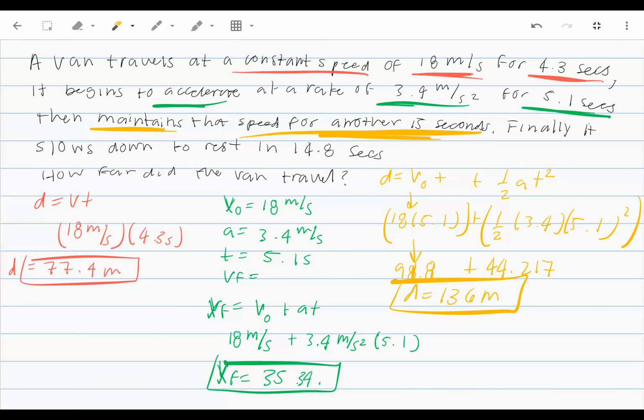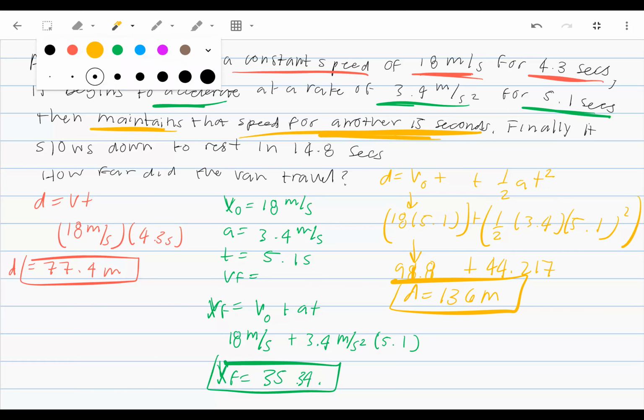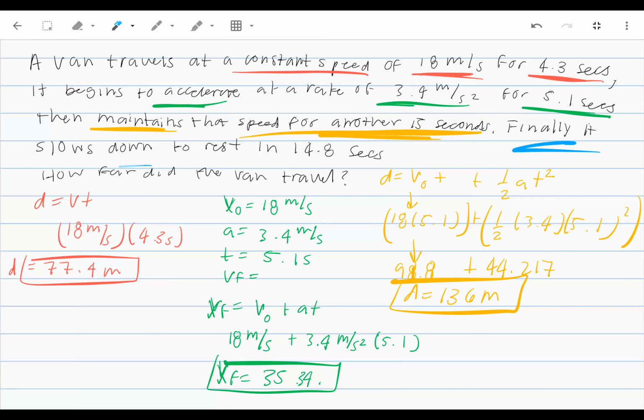How far has it traveled? Again, this is going to be a final one. And when you come to a rest, 14.8. So to whoever caught my mistake, you're pretty smart.